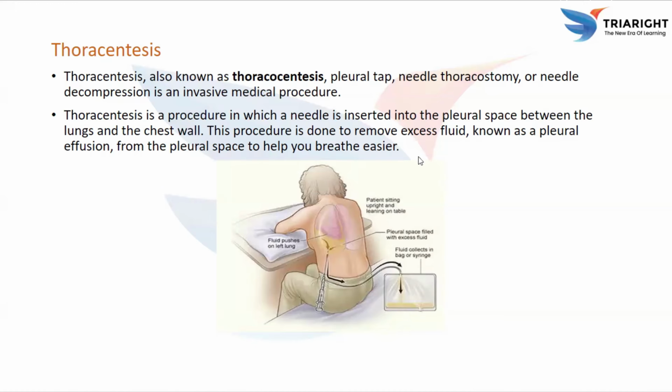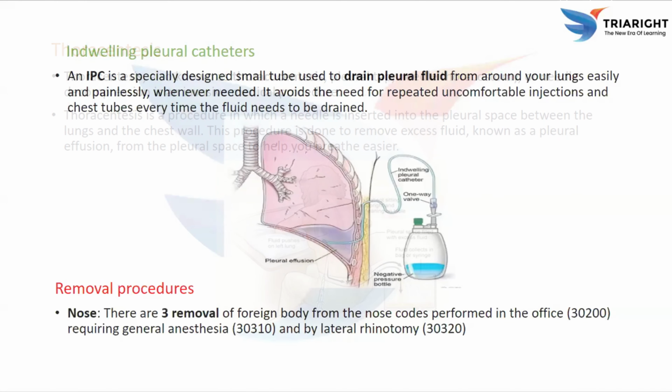So what are the procedure steps involved here? The first step is the skin is cleaned and draped. Second, local anesthesia is given. Third, the needle or catheter is inserted into the pleural space. Fourth, fluid is aspirated into the syringe and collection bag. At last, the needle is removed and a dressing is applied. These are the steps done in thoracocentesis or thoracentesis.